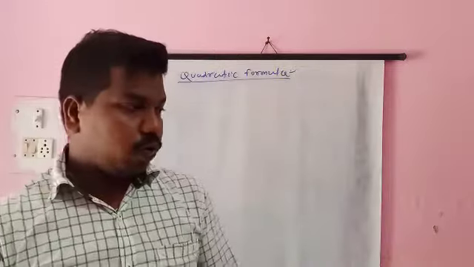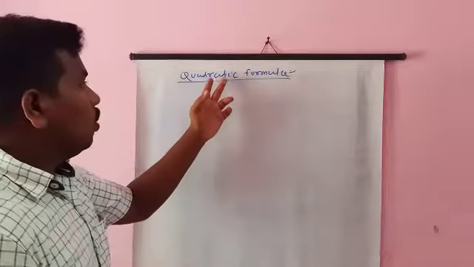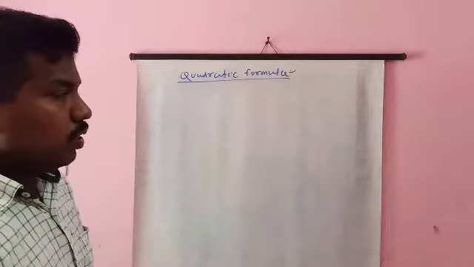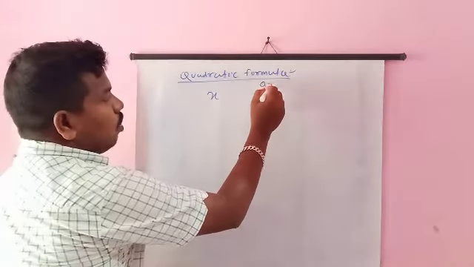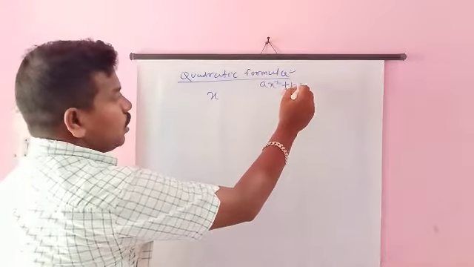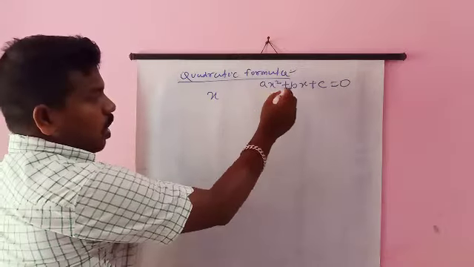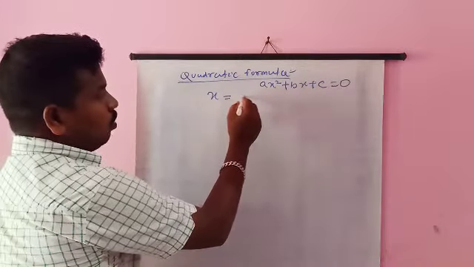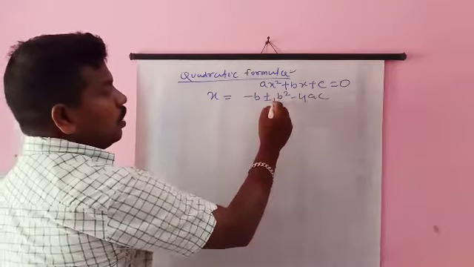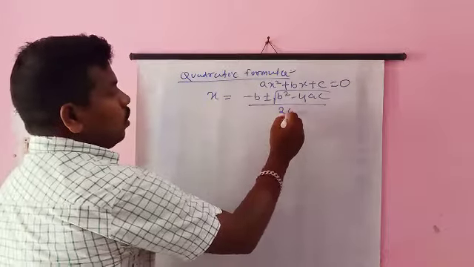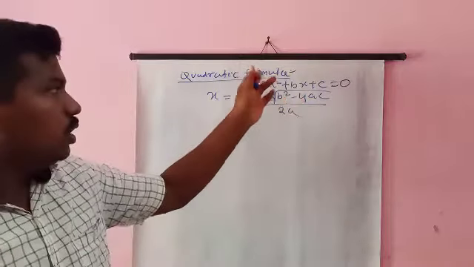But in today's video we will discuss the third type of method, that is known as the quadratic formula. So before that we write the quadratic formula. If the standard form of a quadratic equation is ax square plus bx plus c equal to 0, then to find the roots you use the formula x equal to minus b plus minus root over b square minus 4ac, divided by 2a. So this is the formula for finding the roots of a quadratic equation.